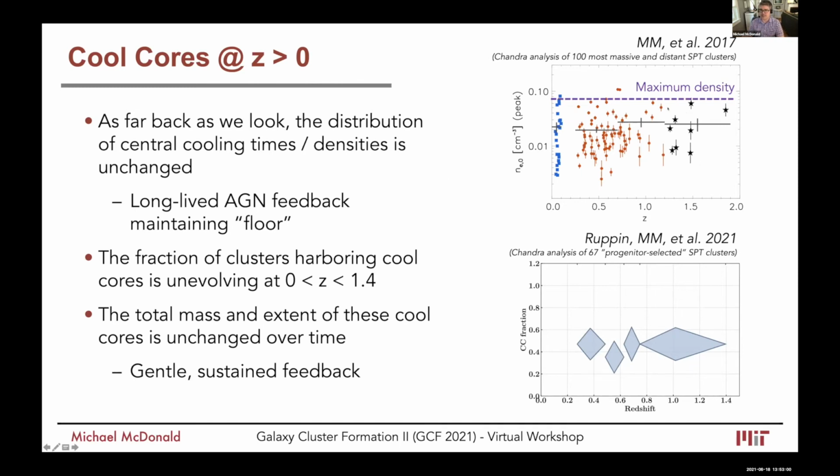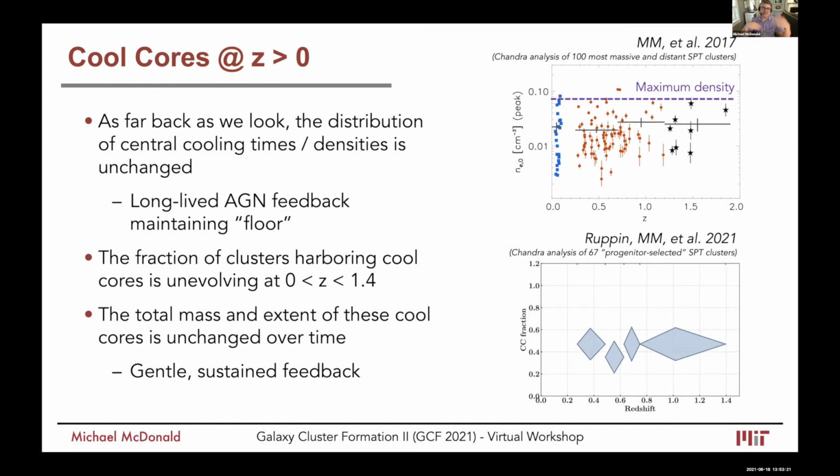And so this upper plot is the earlier work with a fixed mass cut sample. The lower plot now is using the evolutionary selection, where we're selecting clusters along a common evolutionary track. And you see the fraction of clusters with low entropy cores is the same at all redshifts. And so there's no measured evolution in the fraction of clusters hosting cool cores.